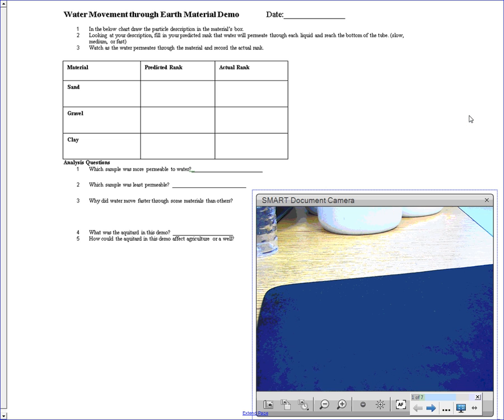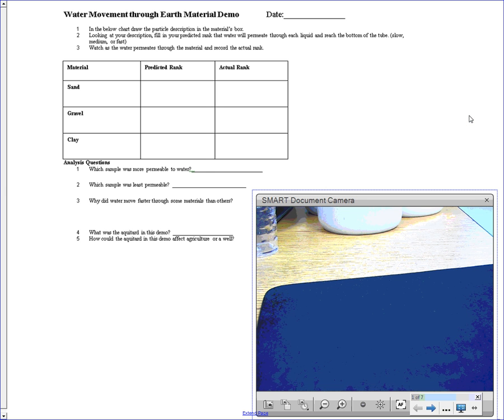So you should have a sheet like this in front of you that says water movement through Earth's materials. And we're going to do a little bit of a demonstration. On your paper, it tells you to draw the particles that you see. In a moment, on the screen where you see the document cam, you are going to see some particles that we're going to be dealing with: sand, gravel, and clay. And you are going to draw those particles how you see them on the document cam. Any questions so far? Okay.